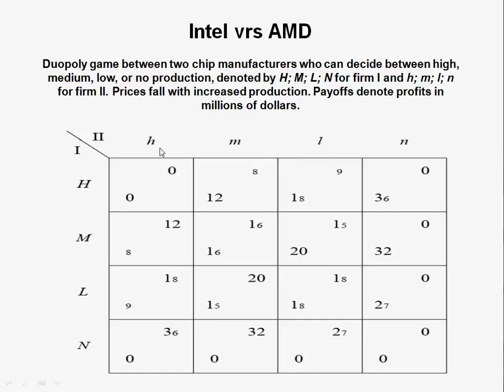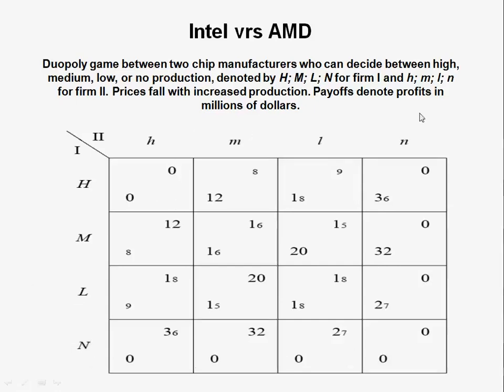Similarly, if you go to the other extreme, for Intel, producing low, this is L, the payoff is given here: 9, 1, 15, 18, 27. If we produce nothing, it gets 0, 0, 0. So L, a low amount of production, dominates zero production, or producing nothing. So even for Intel, the L strategy dominates N.